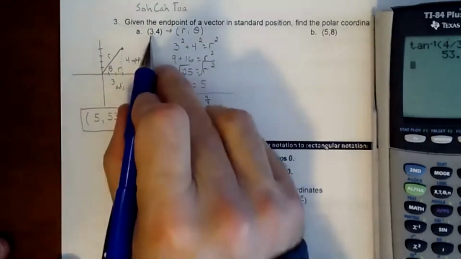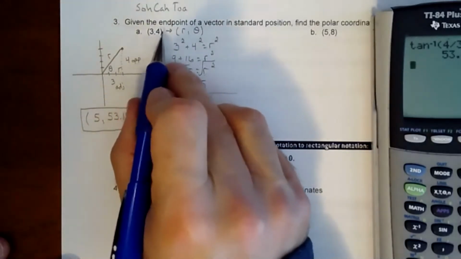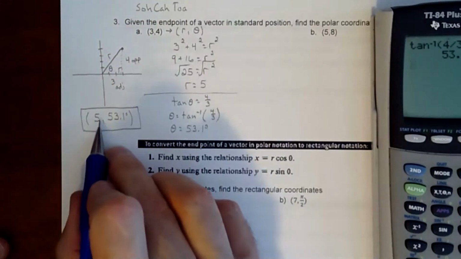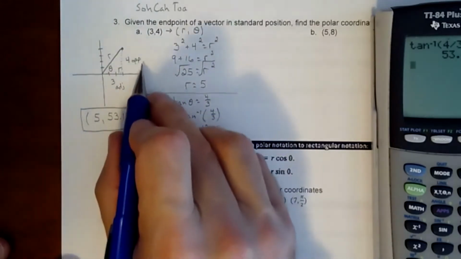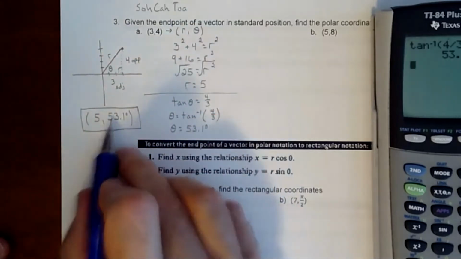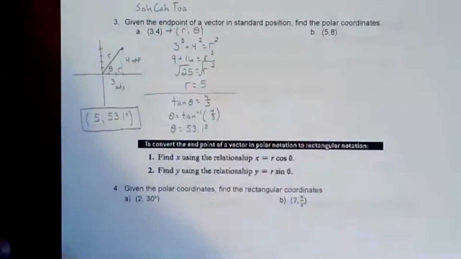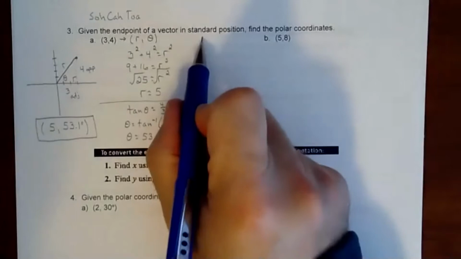Okay, so both plotting that point going out 3, up 4, or drawing a circle with a radius of 5 and kind of going up 53 degrees would put you in the exact same location. They both get you the same spot. Just different ways of looking at it. Okay. So, new point, same stuff. Make sure we're okay.